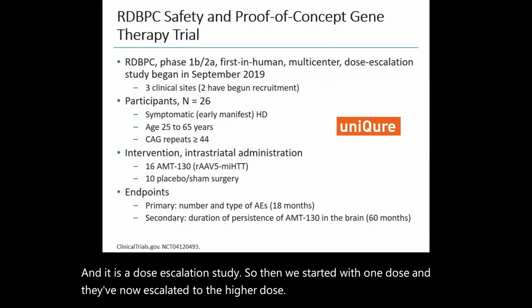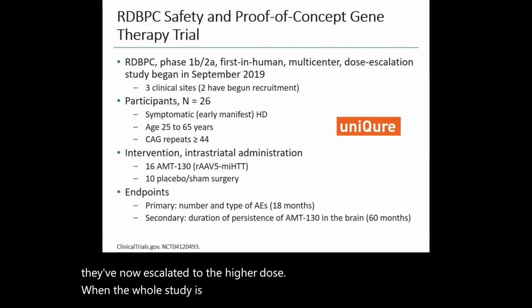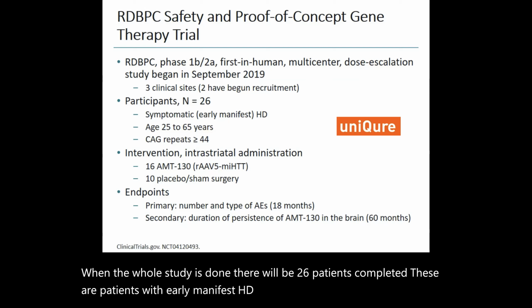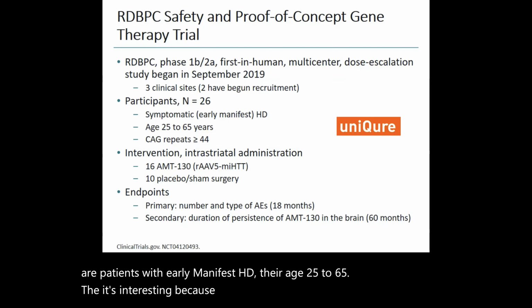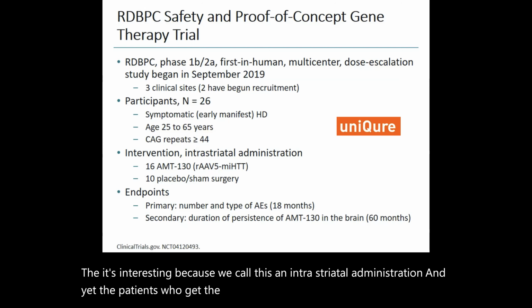When the whole study is done, there will be 26 patients completed. These are patients with early manifest HD. They're aged 25 to 65. It's interesting because we call this an intrastriatal administration, and yet the patients who get the placebo, so 16 patients get the active drug, 10 patients get placebo.